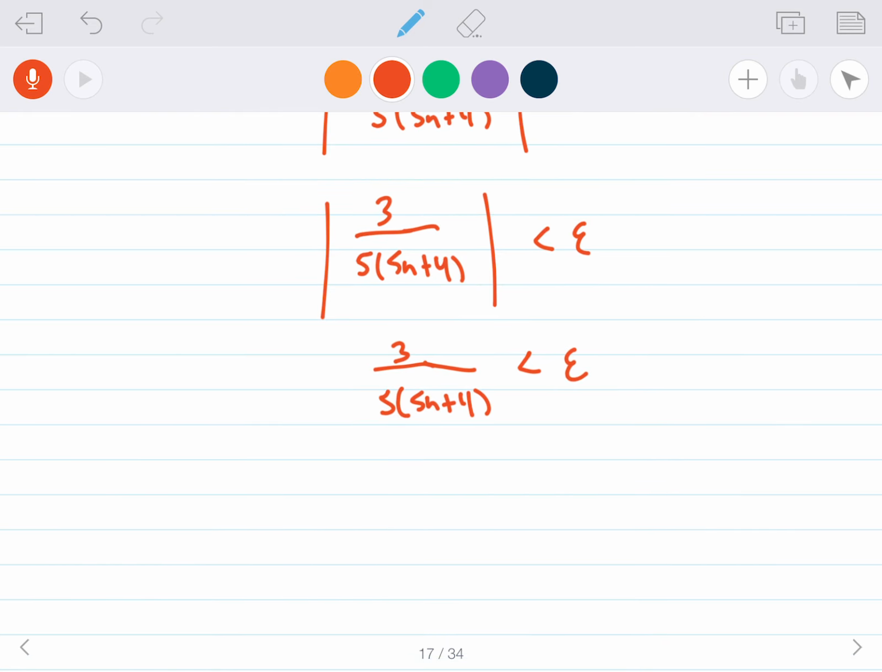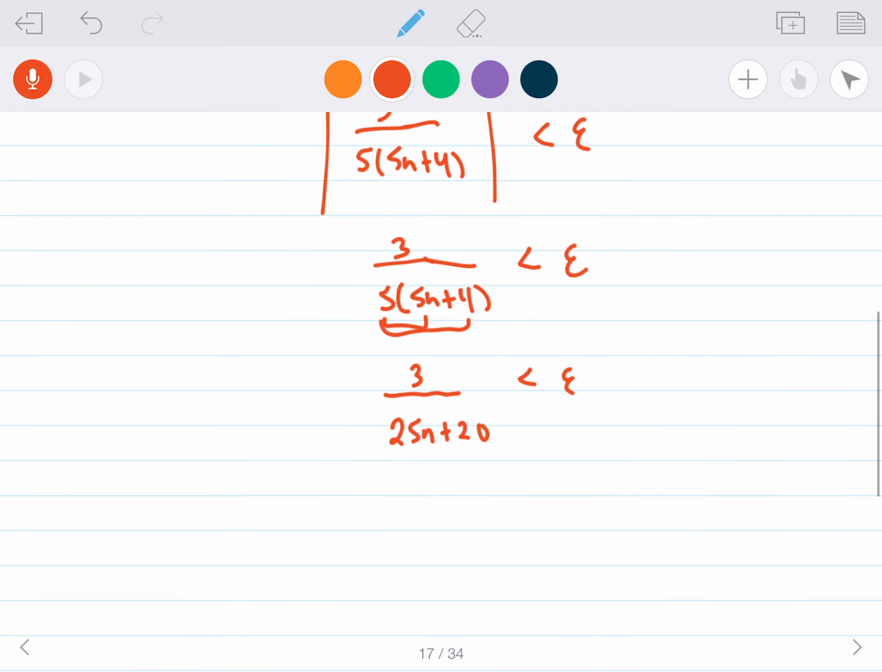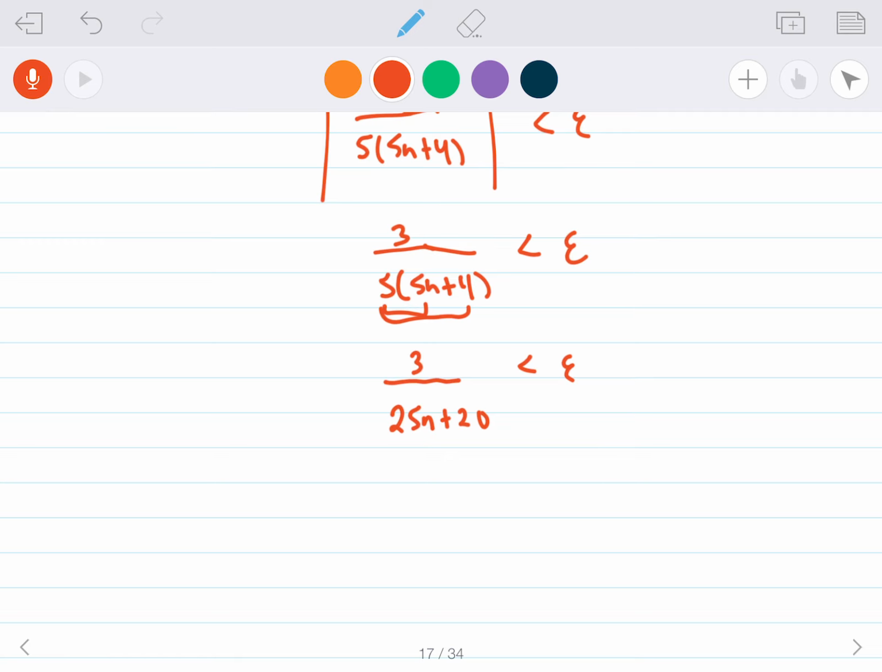Okay, I only see one little n, so I'm just going to distribute the 5 into this. So that's going to give us 25 little n plus 20 less than epsilon. And I'm going to go ahead and isolate my little n. Okay, so first multiply to give me epsilon times 25n plus 20. Again, no problem with signs. This is always positive.